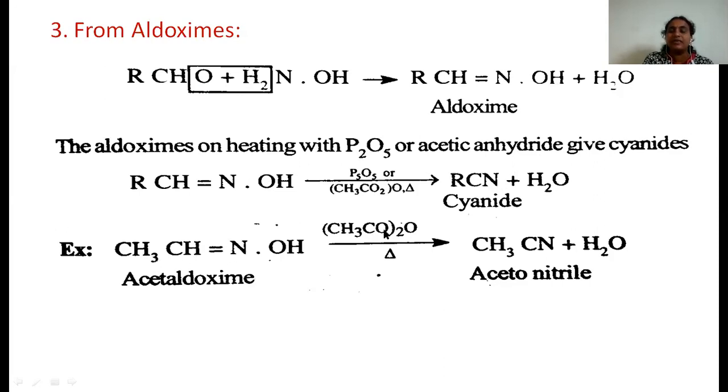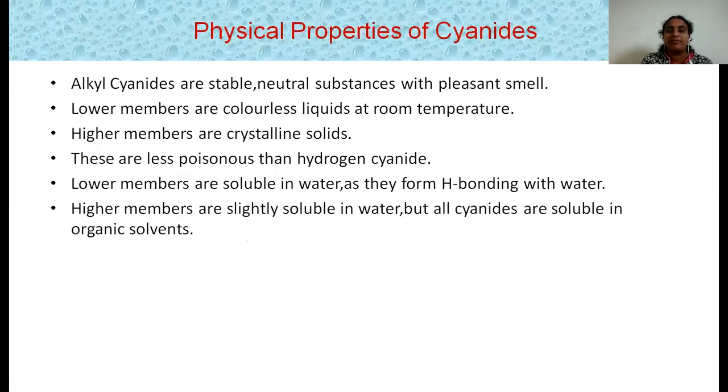Acetaldoxime, when it reacts with acetic anhydride, and on heating, then what will happen? From here the OH group and from here H plus are eliminated as water and it produces acetonitrile. So these are a few preparation methods of cyanide compounds.